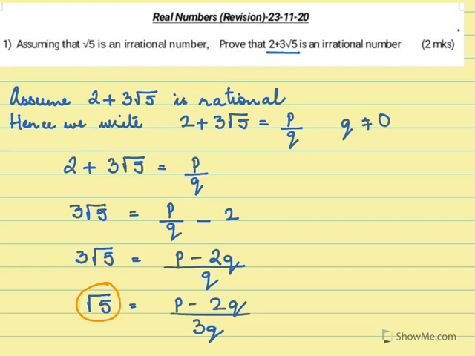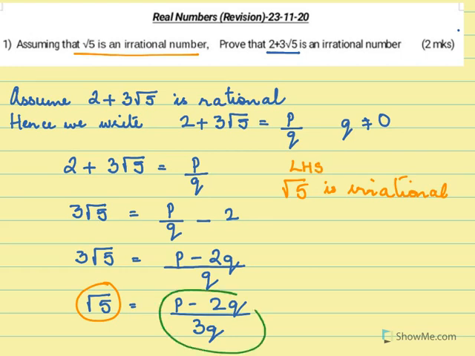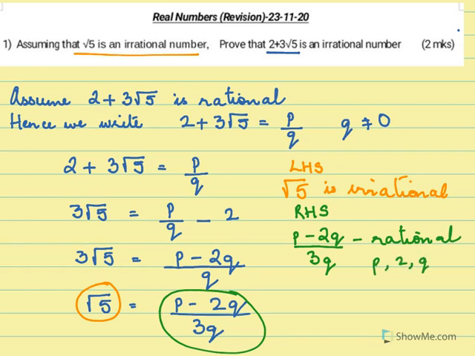Now the left hand side is root 5, which is irrational. They've given it here. This is your left hand side, and the right hand side is P minus 2Q over 3Q. This is rational because all the numbers P, 2, Q, 3 are rational. So this expression will also be rational.